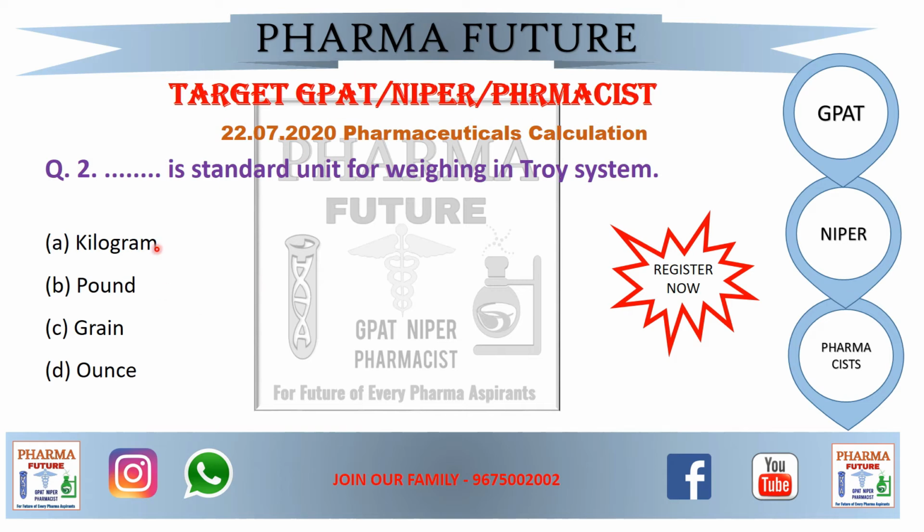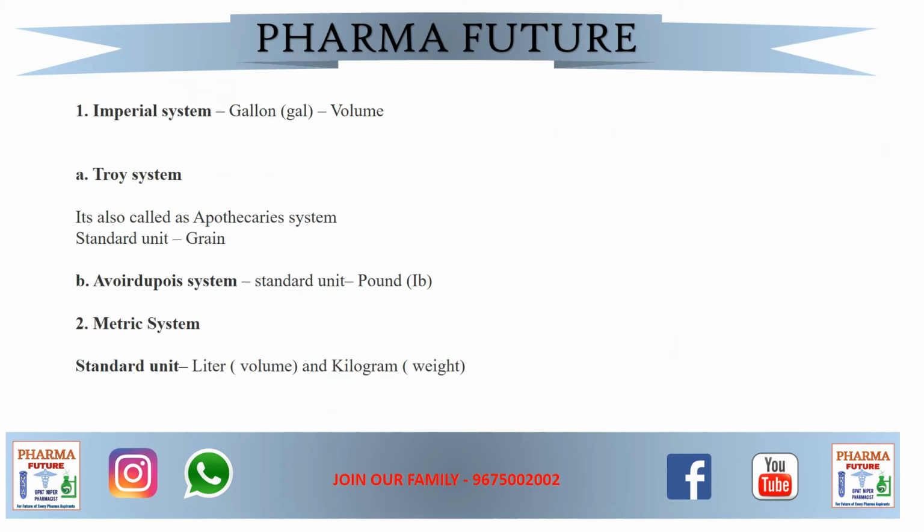Moving to the second question: what is the standard unit for weighing in the troy system? Kilogram, pound, grain and ounce. The measurement system is divided into two types, the imperial system and the metric system. In the metric system, the standard unit for volume is liter and for weight is kilogram. The troy system is also called the apothecary system and its standard unit is grain.